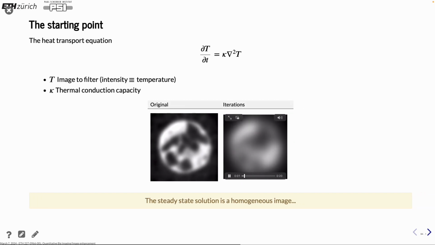So here we start with a diffusion filter, and that is originally defined based on the heat transport equation. But the problem when you apply the heat transport is that it goes to equilibrium, which is a completely flat image. So it doesn't help us a lot. You can see here how it vanishes and goes out into nothing.